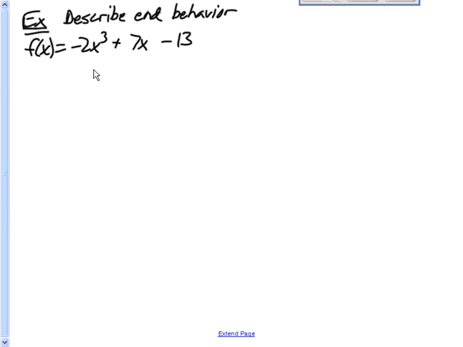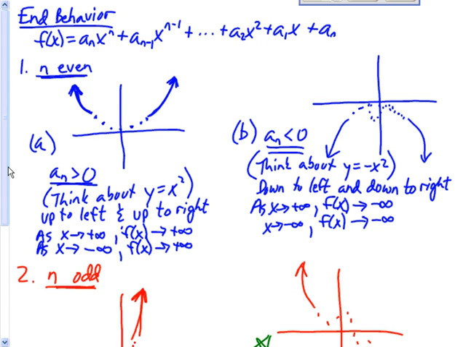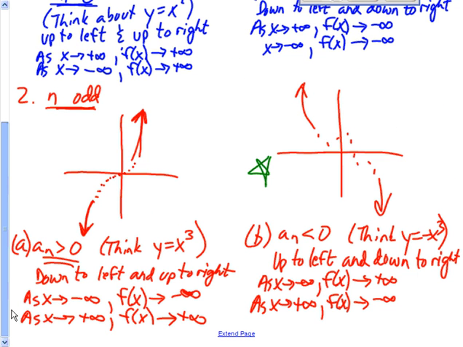The first thing you want to look at, if you're thinking about this definition, a_n x to the n plus, we don't care about the rest, is that n. What's your n? Your n is 3. So number one, n is odd. That's really big, because on that other page we were looking at, n is odd, you're down here at number 2. So it's either going to be this graph on the left-hand side or the graph on the right-hand side. It's going to be one of those two scenarios.